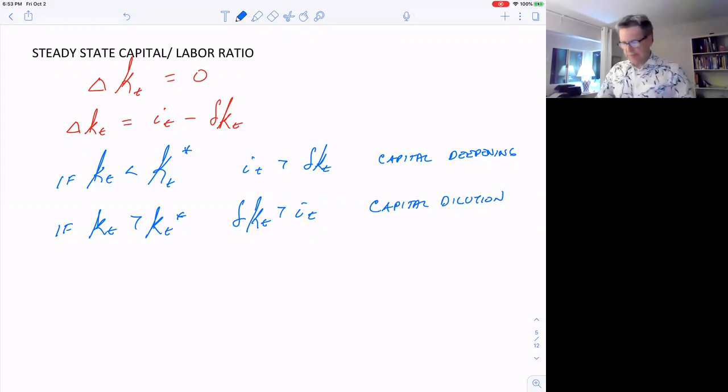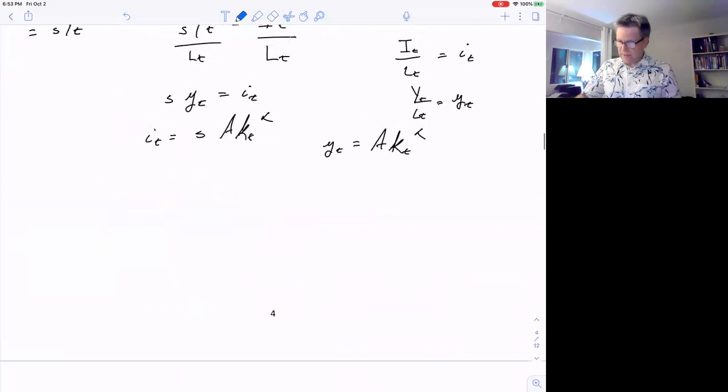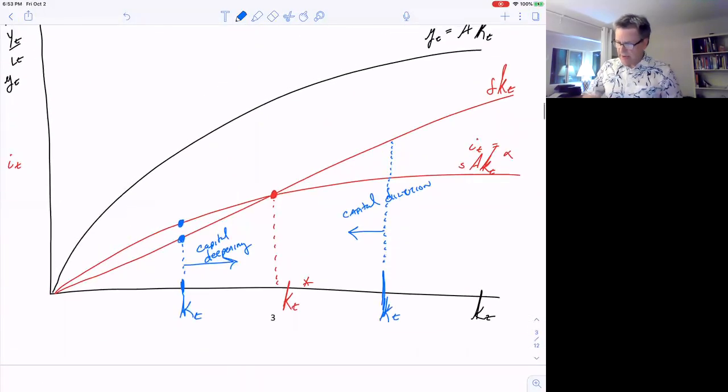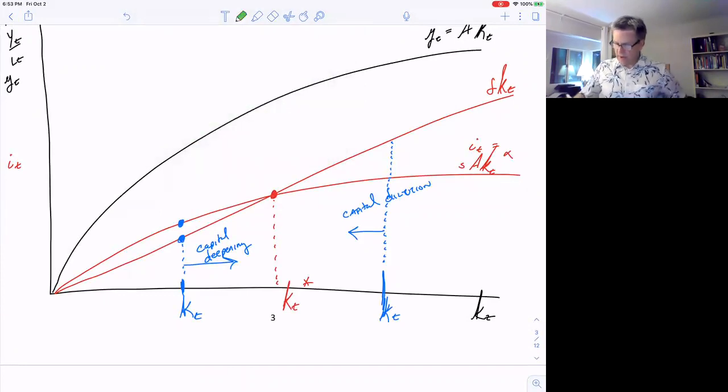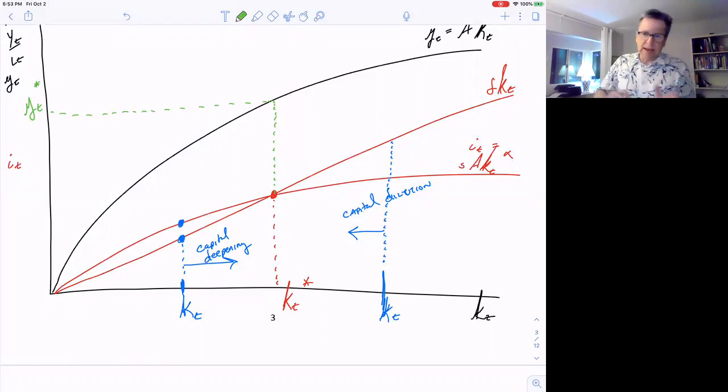Now, what about output? Well, at the steady state, we should be able to read output off the graph. I'll put it in green here. At kt star, output is going to be right up here on this productivity curve. This is the output per worker, and that will be yt star. So you can see if we're not at equilibrium, the capital labor ratio is greater or less than the steady state, then income per worker is going to be greater or less than the steady state output.